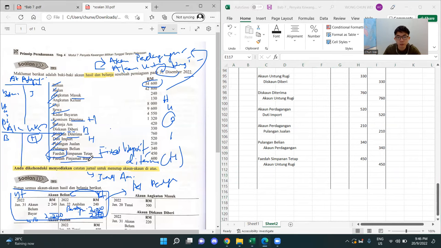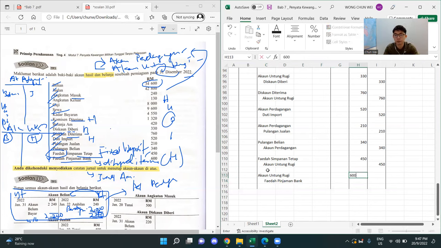Then last one, faedah pinjaman bank. So faedah pinjaman bank is terbalik. So sekarang you pinjam wang daripada bank and kita perlu bayar faedah kepada bank. So that is a faedah dibayar lah. So when it is dibayar, you bayar, it becomes a belanja. So belanja is on the debit side of your untung rugi, so you have to debit your account untung rugi. Then you credit your faedah pinjaman bank, which is 600. That's it.